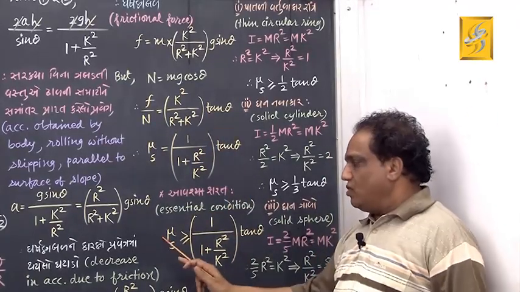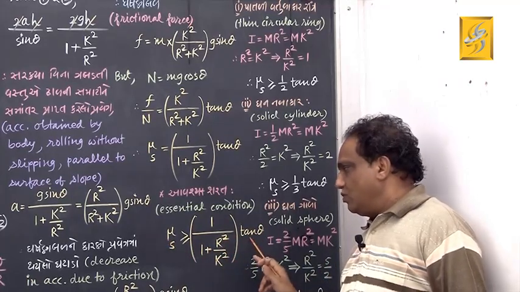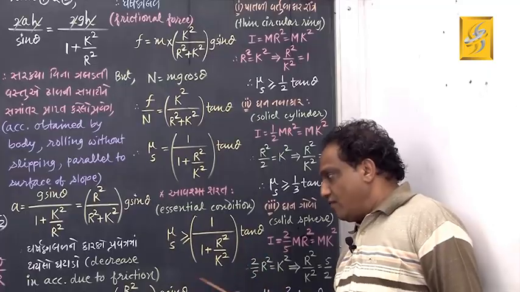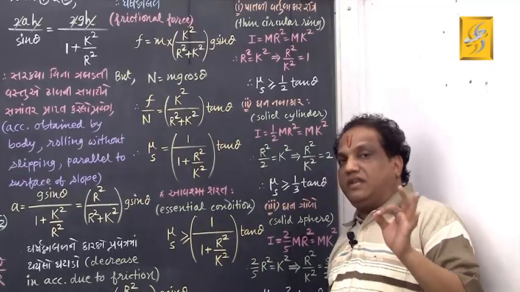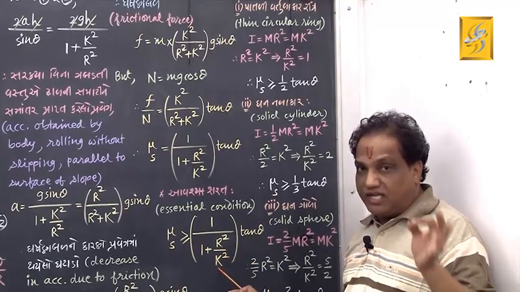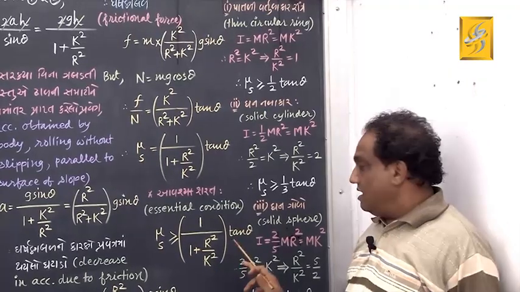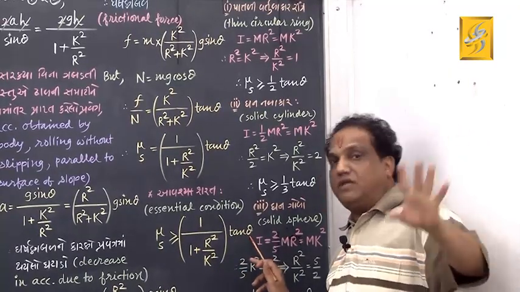So combinedly, mu s must be greater than or equal to 1 upon 1 plus r square upon k square into tan theta. This is the required condition for any rigid body having radius capital R, having radius of gyration capital K, to roll down the slope of angle theta without slipping.